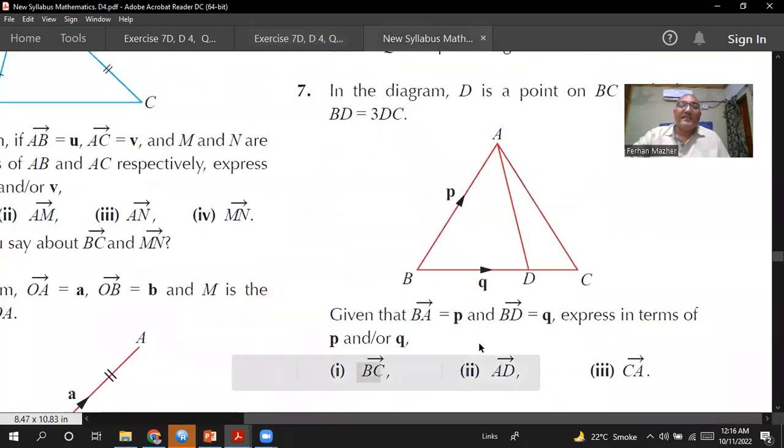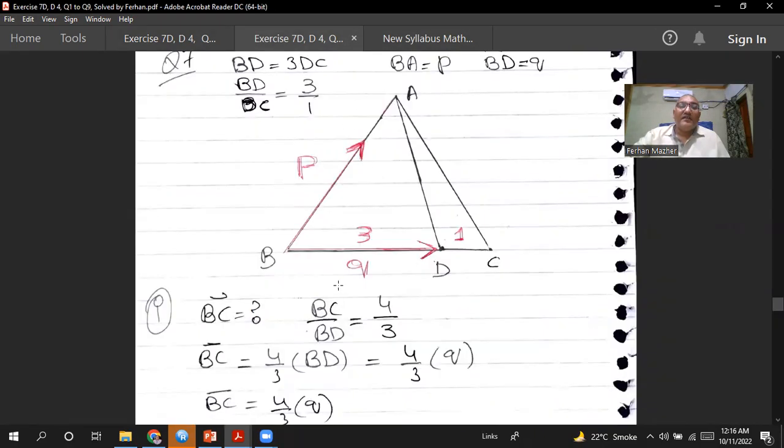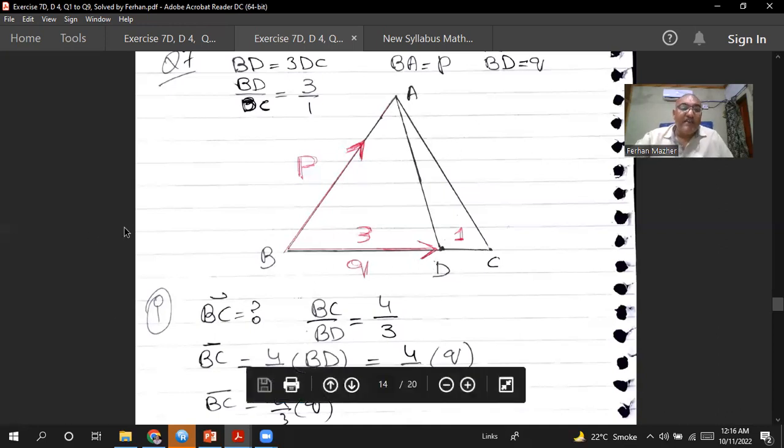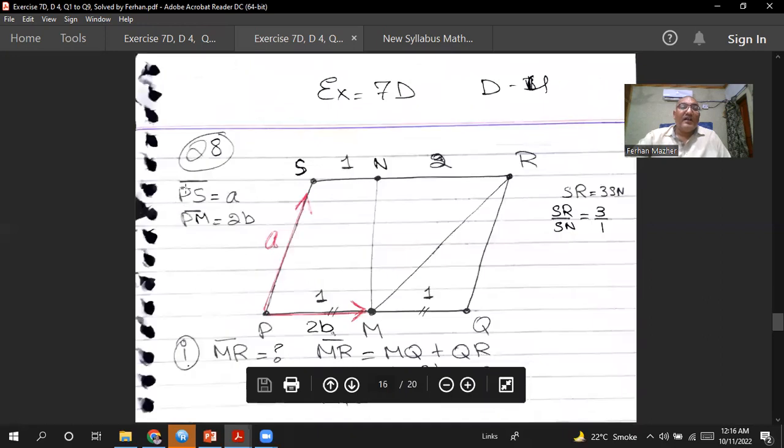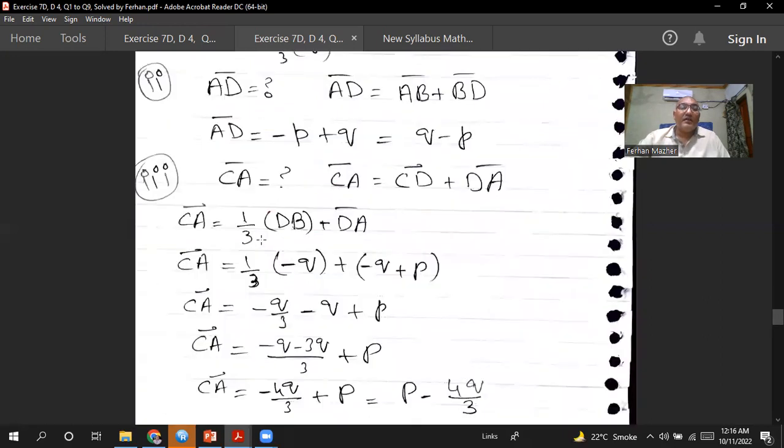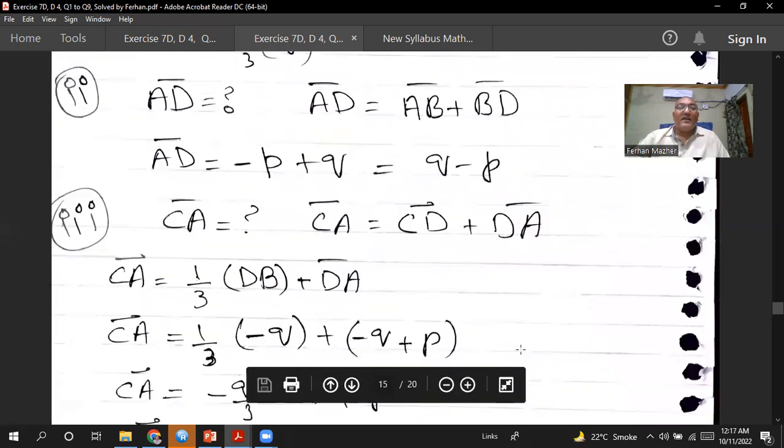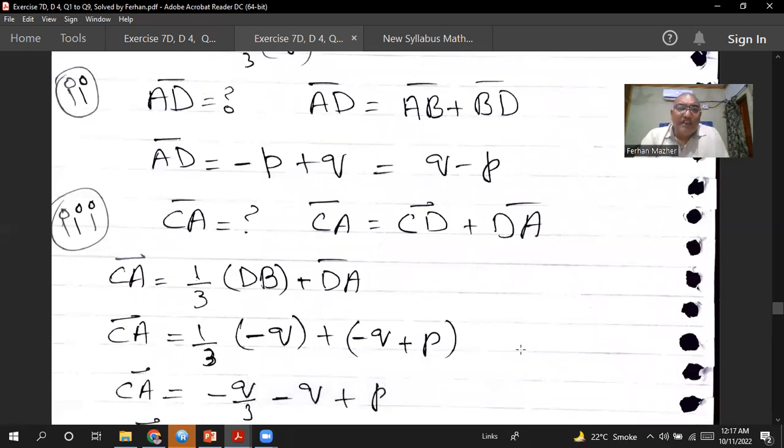Next they are asking to find the AD. I know the BC, now they want me to find AD. Very simple. From A go to B, from B go to D. So AD will be AB, which is minus P, plus BD, which is Q. So AD will be Q minus P.